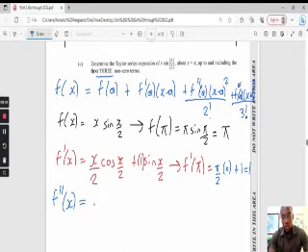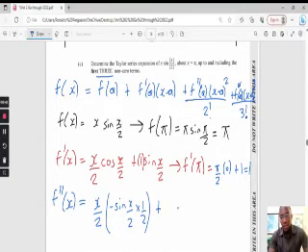Now we're going to have to use the product rule again. Keep the first times the derivative of the second. When you differentiate cos, you get minus sine x over 2, then you multiply it by half. Plus keep the second, cos x over 2, multiplied by the derivative of the first. The derivative of the first is half.